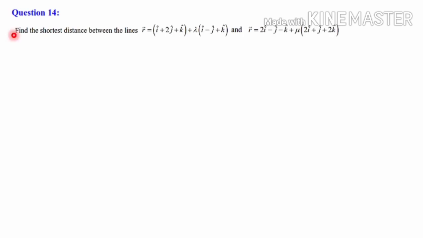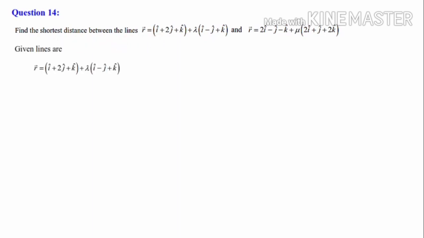Move on to question number 14. The question is, find the shortest distance between the lines vector r is equal to i cap plus 2 j cap plus k cap plus lambda into (i cap minus j cap plus k cap), and vector r is equal to 2 i cap minus j cap minus k cap plus mu into (2 i cap plus j cap plus 2 k cap). We have to find out the shortest distance between the lines.